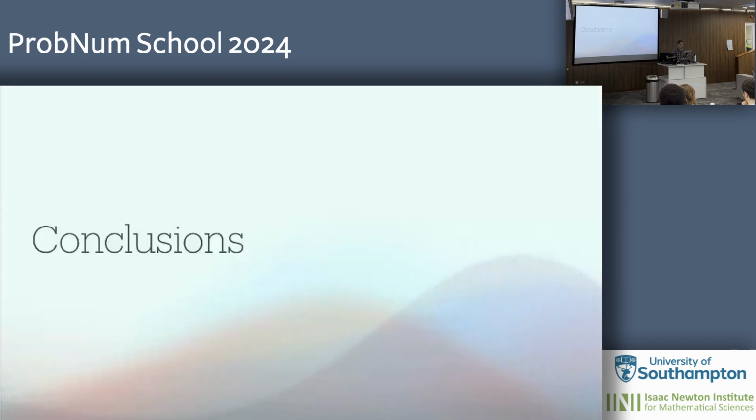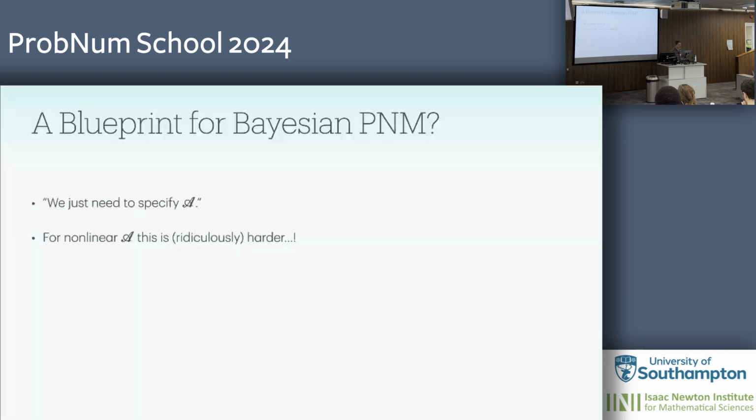Okay, so that's pretty much everything I had to say. I've just got one conclusion really, which is a lead into Chris's talk tomorrow. One might be tempted to think of this as providing you with a blueprint for Bayesian probabilistic numerical methods. We just need to specify an information operator A, and then we can construct our conditional distribution by conditioning on the values of what A gives us.